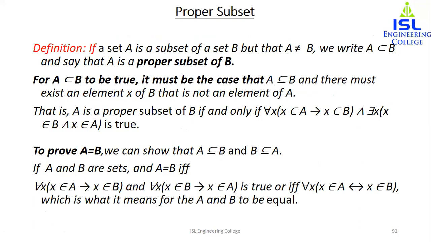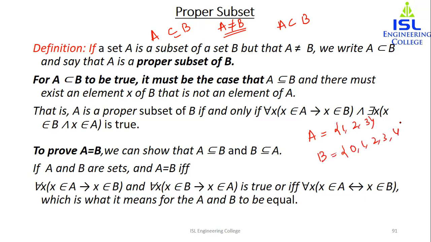A set is a proper subset if A is not equal to B. If you have two sets where A is a subset of B and A is not equal to B, that is, both the sets are not equal, then we call it a proper subset. An example can be if A is {1, 2, 3} and B is {0, 1, 2, 3, 4}. Now in this case, both of these sets are not equal. In this case, they are known as proper subsets and they'll be denoted in this way.